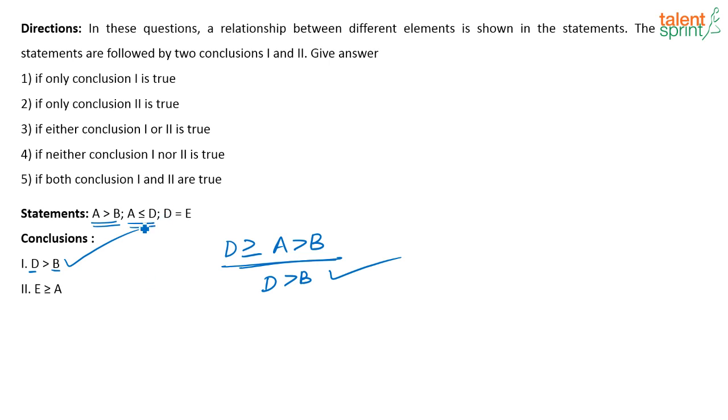Similarly, now I have to compare E and A. So I have relationship between A, D and D, E. If I combine those two, what do I get? A less than or equal to D equal to E. Or what can I say? I can say E is greater than or equal to A. So the second conclusion is also true. So what is the answer here? Here the correct answer is option 5 if both conclusion 1 and 2 are true.